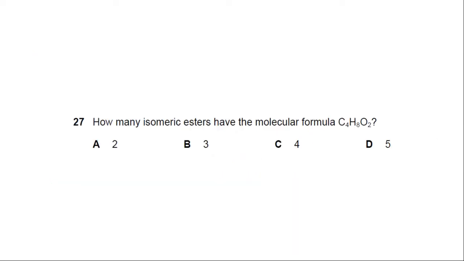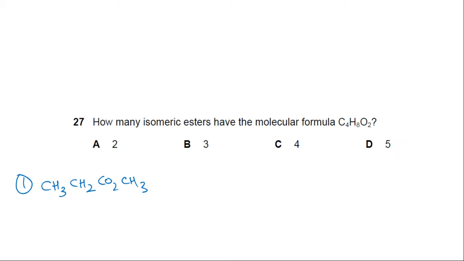Okay, 27. How many isomeric esters have the molecular formula C4H8O2? Okay, so in this case, the way that I like to solve this question is, let's begin with the longest carbon chain for your acid. So that would be CH3, CH2, C over here, and then you have CH3 here. So that's basically a structure that you could, oh my bad, I forgot the 2 oxygens. Okay, so this is one possibility.